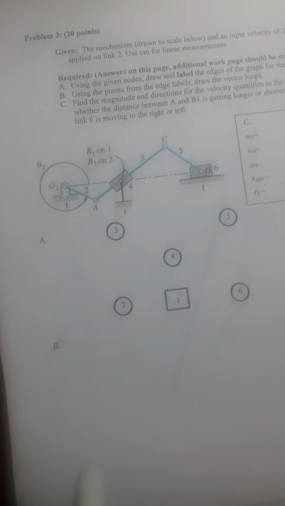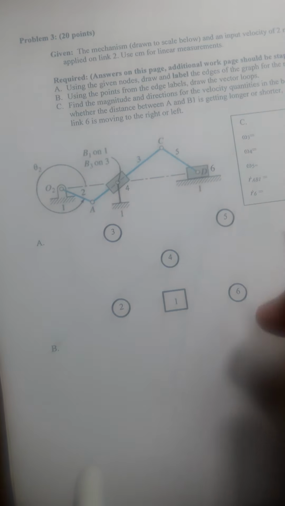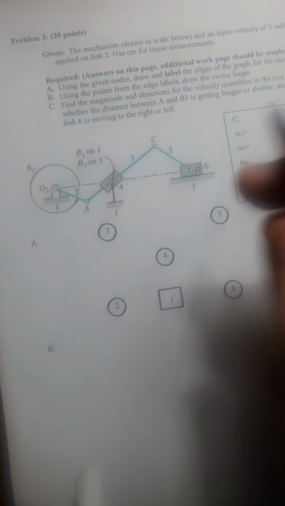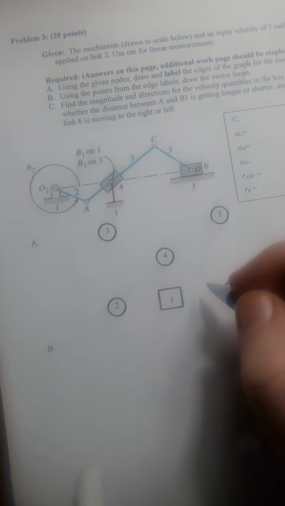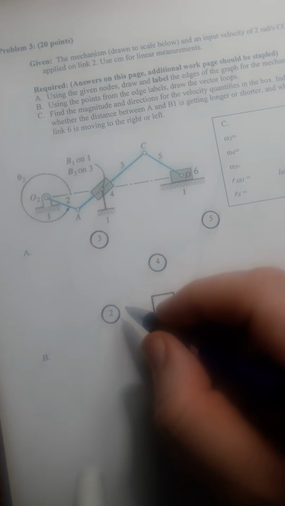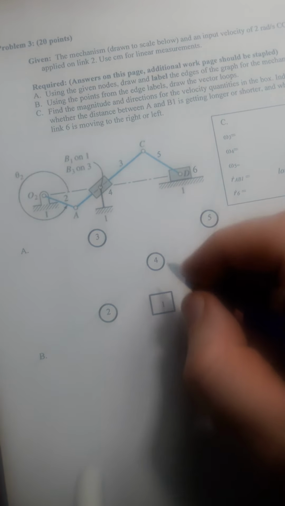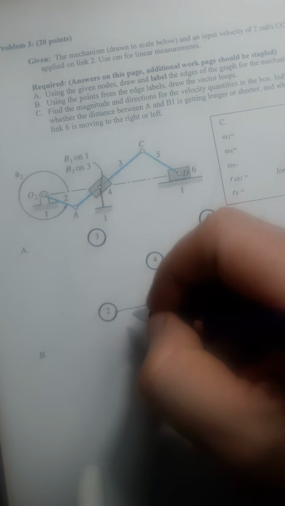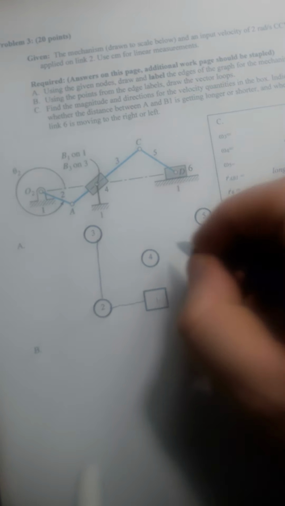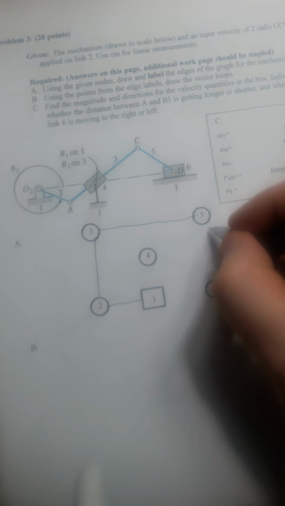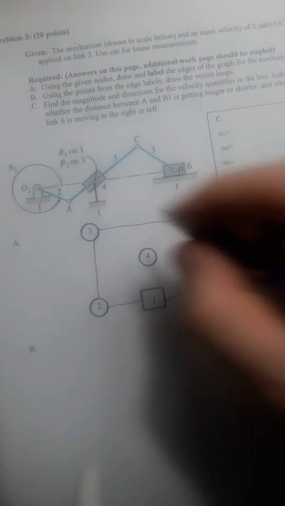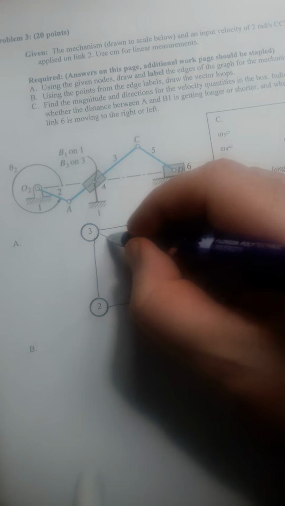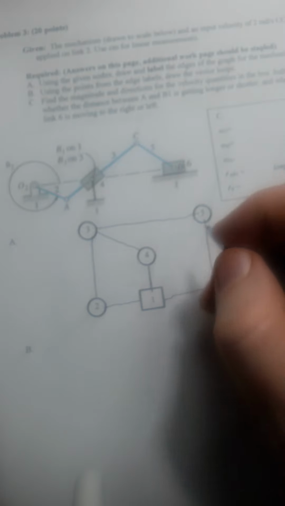All right, for problem 3, what we have here is a mechanism with 6 links, and first off, we're required to draw and label the edges of the graph for the mechanism. So what we're going to do is we've got 1 to 2, 2 to 3, 3 to 5, 5 to 6, 6 to 1, and we also have 3 to 4 and 4 to 1.